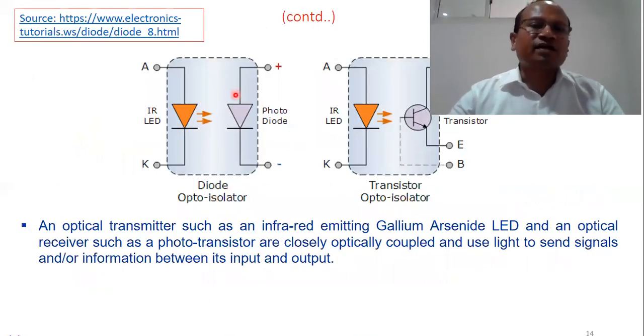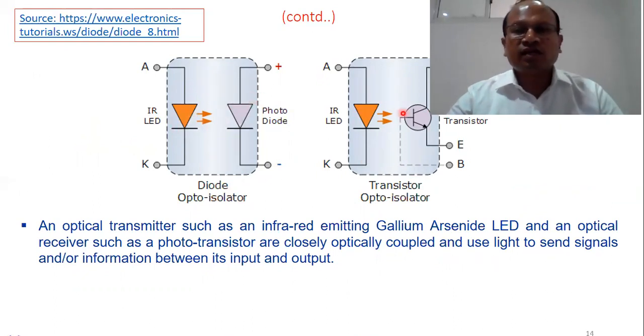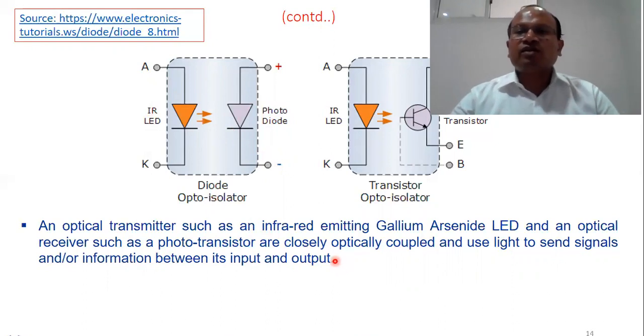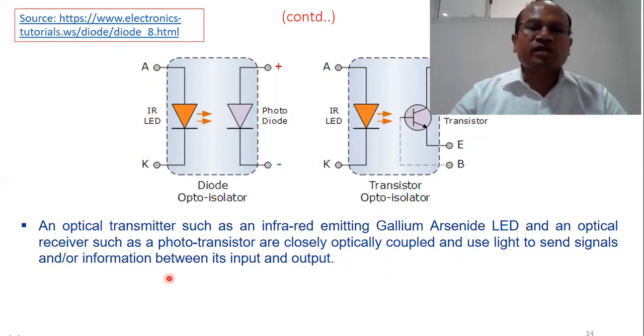This is the circuit. See here, this is the LED, and this side the photodiode. Here also there is an LED and this side a phototransistor. So there is an isolation, and the photons which are generated can be received by the photodiode or phototransistor, and then an equivalent current can be produced. So optical transmitters such as infrared emitting gallium arsenide IR LEDs, and optical receivers such as phototransistors or photodiodes, are closely optically coupled and use light to send signals and information between input and output.